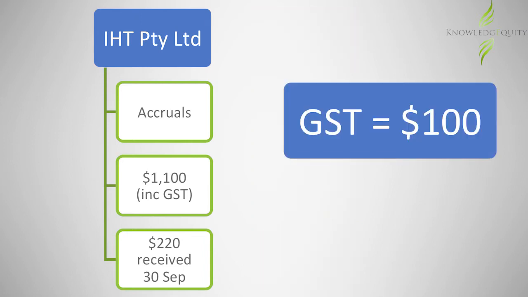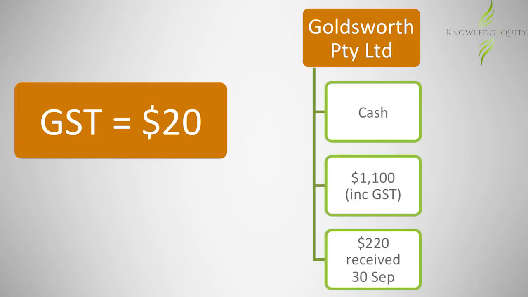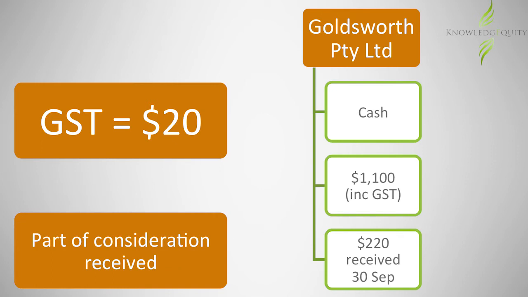IHT is liable for the full GST payable amount of $100 per the issue of the invoice in the September quarter BAS. This is because the accruals basis is used and an invoice has been issued, despite not all of the consideration being received. However, Goldsworth is only liable for GST payable of $20 in the September quarter BAS. Because the cash basis is used and only part of the consideration has been received, therefore only the GST portion of the consideration actually received is included in the September BAS.